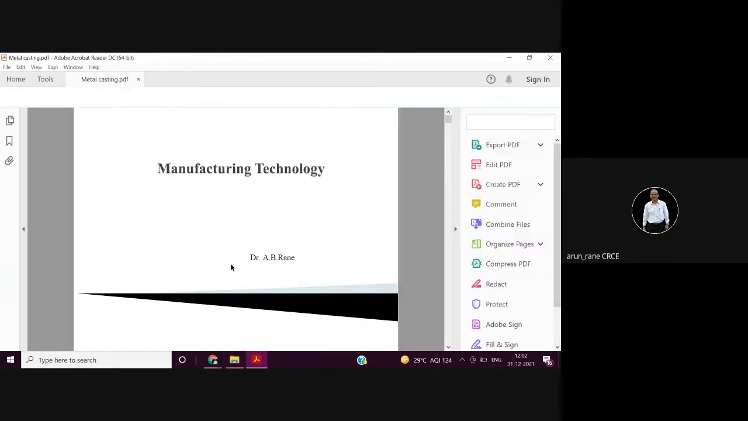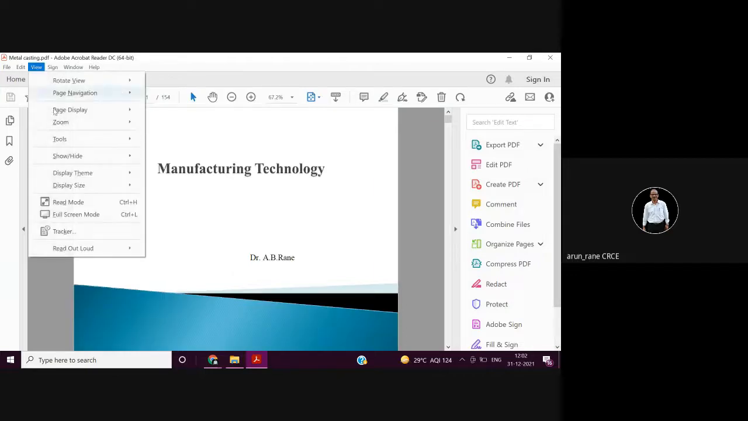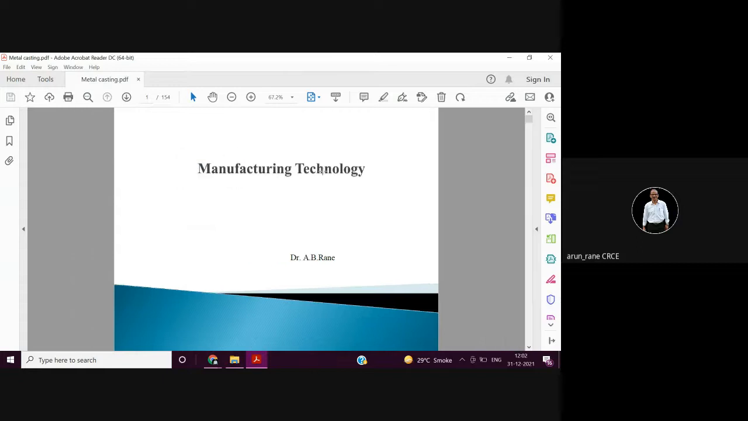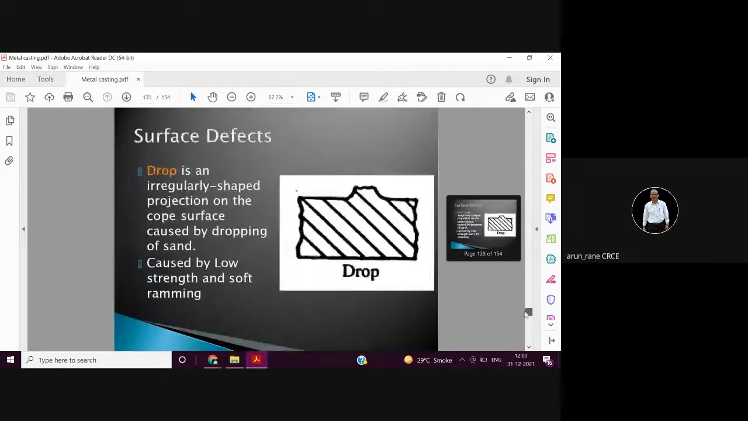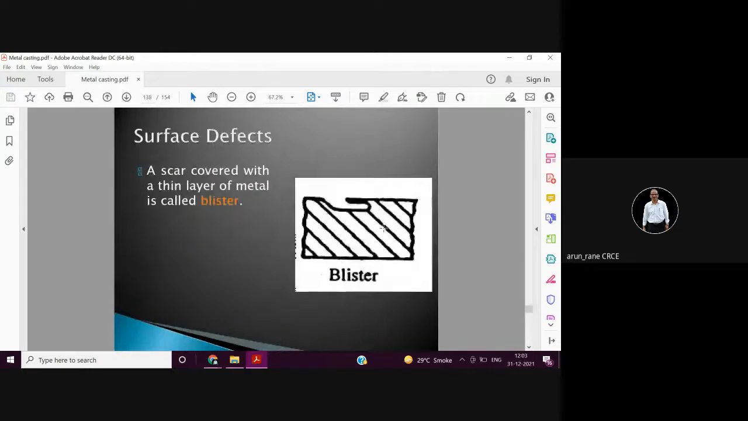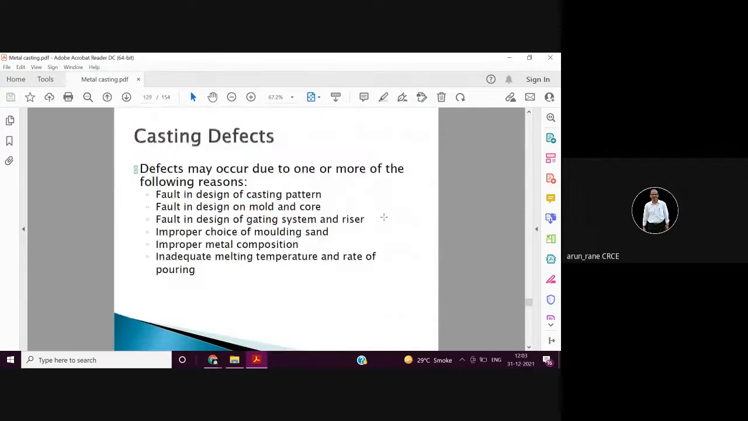Yes, so we'll continue with our casting defects. Casting defect is again important from examination point of view. Explain any five defects. These are the reasons for the casting defects.